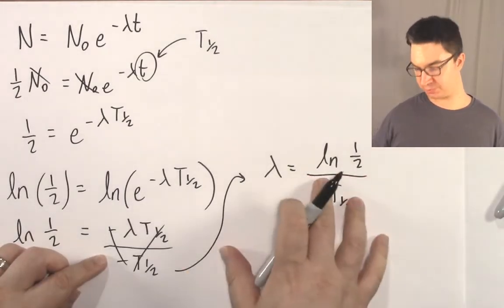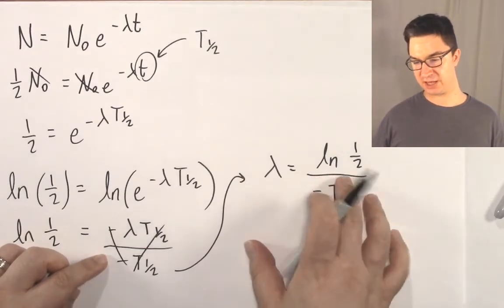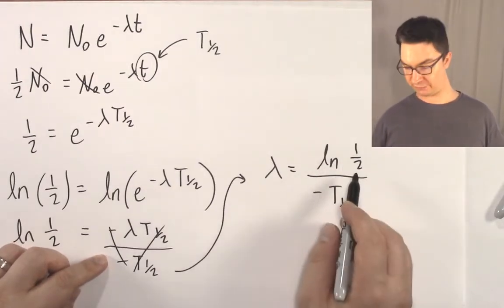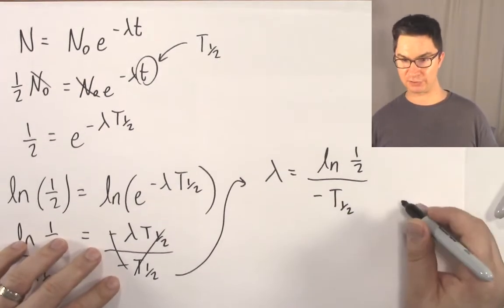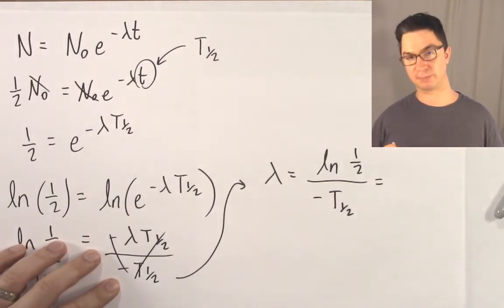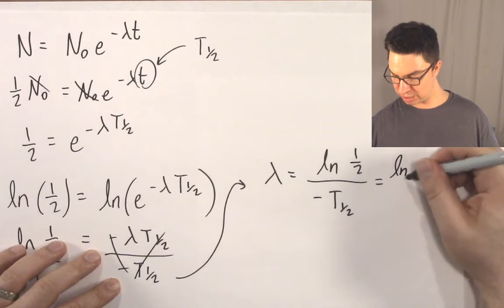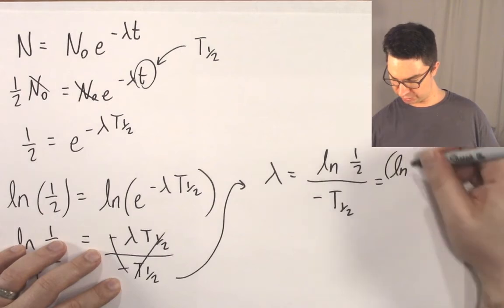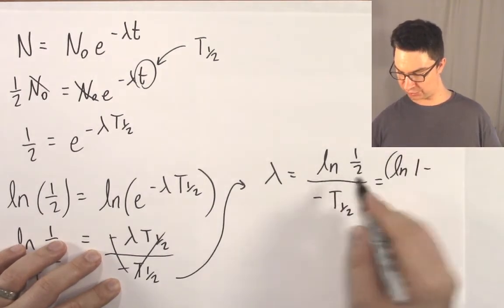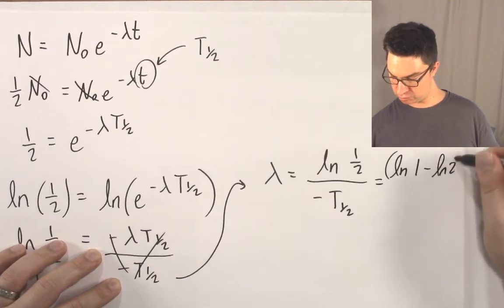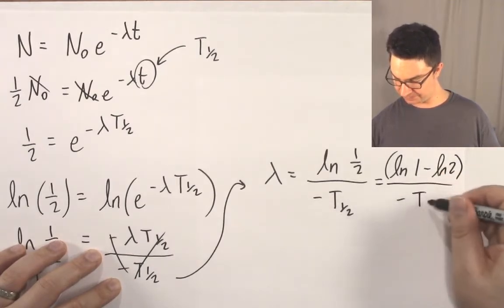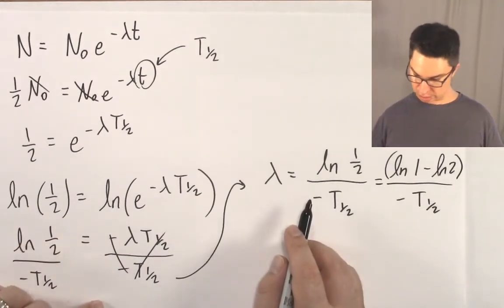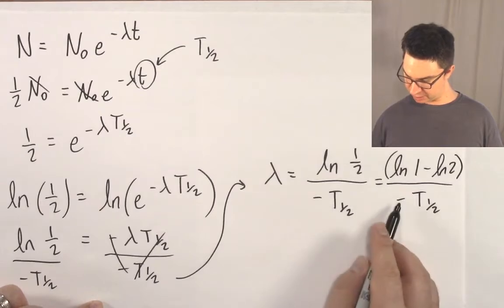Now this is kind of an awkward expression. What we want to do is take advantage of one of the properties of logarithms to express the logarithm of a fraction. You can express the logarithm of this fraction using the property that the logarithm of a fraction can be written as the logarithm of the numerator, so the logarithm of 1, minus the logarithm of the denominator, the logarithm of 2, all divided by negative t 1/2. And let's not forget that there's still a negative, but it's in the denominator for now, and that's fine.